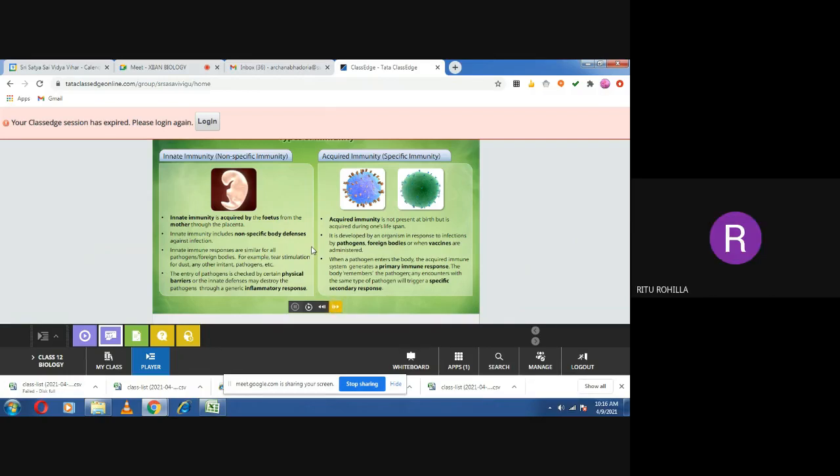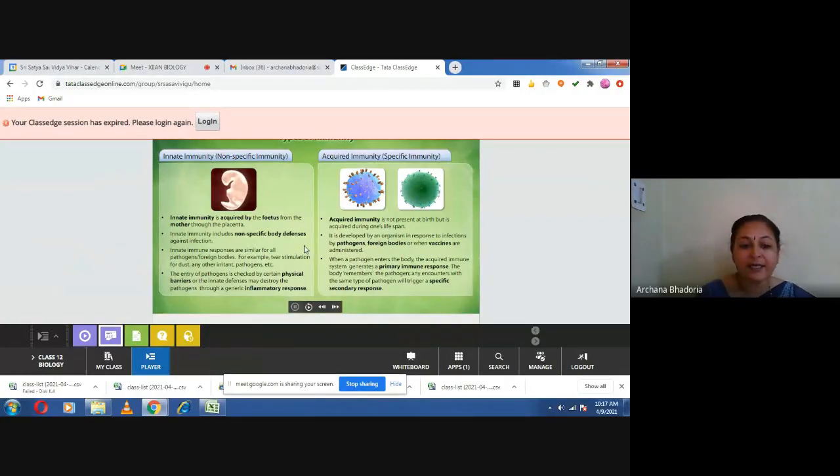Innate immunity includes non-specific body defenses against infection. Acquired immunity is developed by an organism in response to infections by pathogens, foreign bodies, or when vaccines are administered. Okay, so I hope it's very clear that innate immunity is non-specific. It is not for a particular pathogen. But acquired immunity is developed for particular pathogens, particular foreign bodies. And that is done by giving the vaccines.